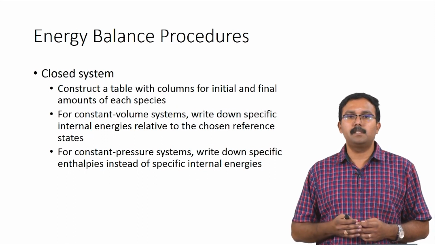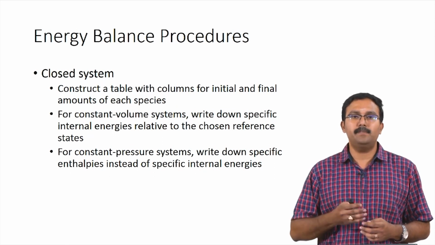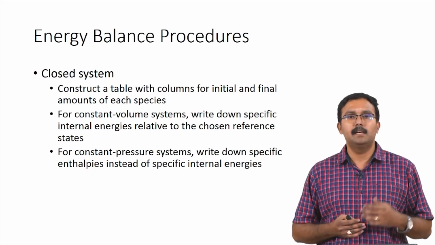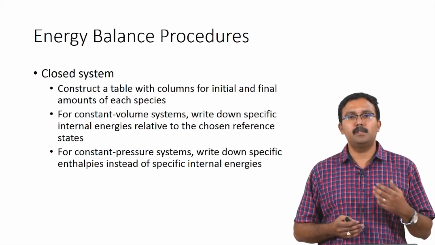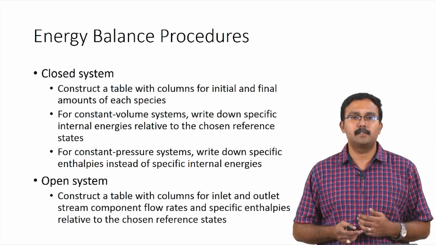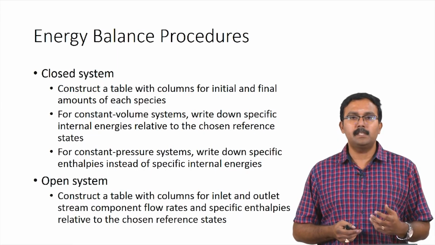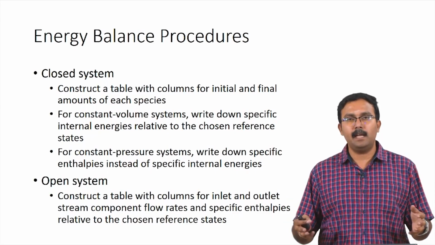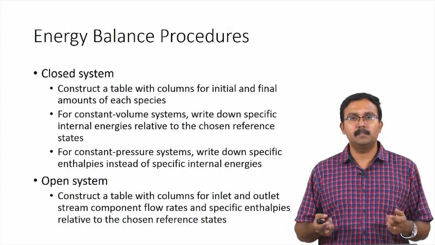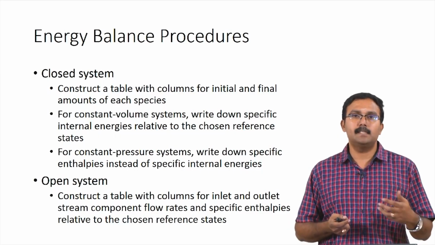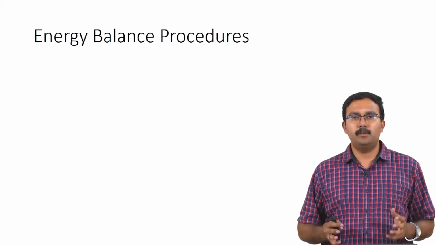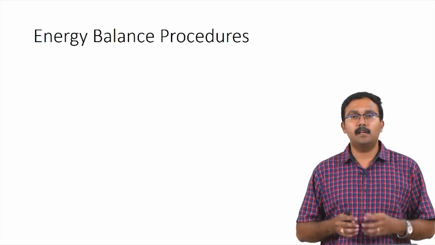For constant volume systems, you will be writing down specific internal energy changes relative to the chosen reference state, and for constant pressure systems you will be writing down specific enthalpy changes instead of internal energy changes. For an open system, you will again construct a similar table. Instead of initial and final condition, you will have inlet and outlet conditions, and you will be calculating changes in specific enthalpies.